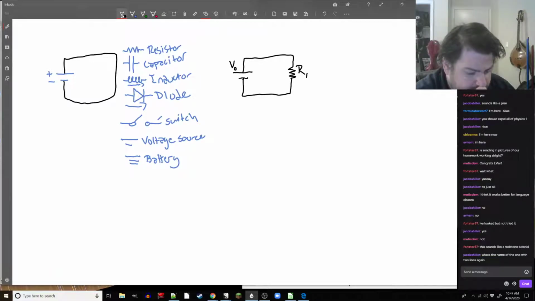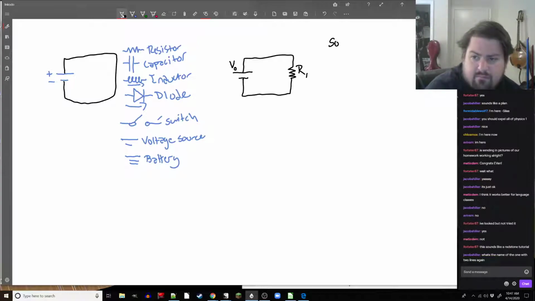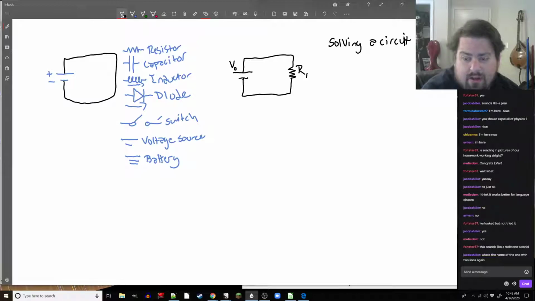Essentially, what I'll teach you today is what I call, I'm not sure anyone else calls it this, solving a circuit. Circuit, I got to spell correctly. So solving a circuit means finding the values of voltage, current, resistance, and power dissipated for every single element in the circuit.